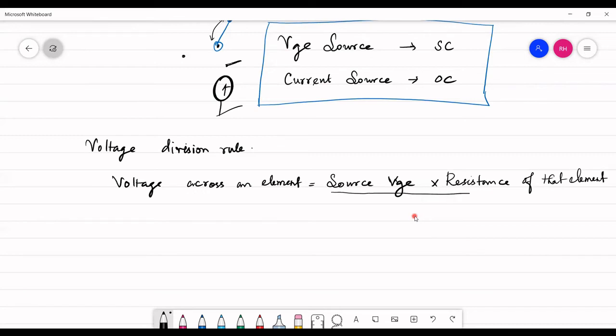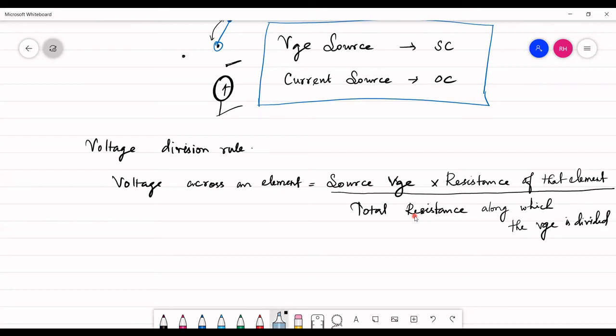divided by the total resistance along which the voltage is divided. Okay, this is just for your understanding so that you don't go wrong while substitution. So this is voltage division rule.